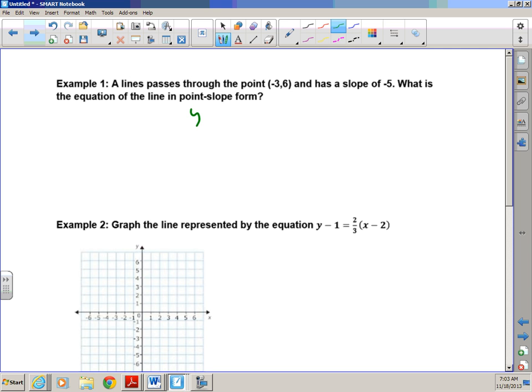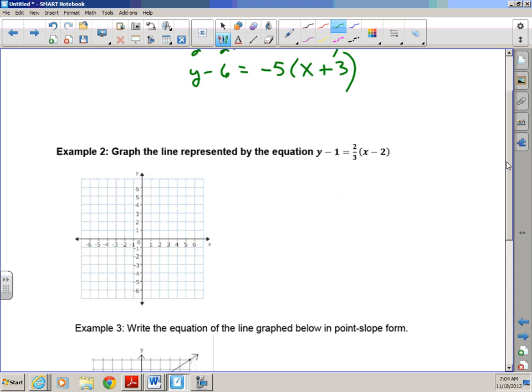So, my formula, y minus y1 equals m times x minus x1. The thing you have to be very careful about is the changing of signs, and that's the most common mistake students will make, because the formula is a minus. So, if you look here, x1, y1, y1 is 6, so it's y minus 6. Slope is negative 5, x, since it's negative 3, negative 3 becomes a positive. All right? So that's the one thing you have to be very careful about when doing this.